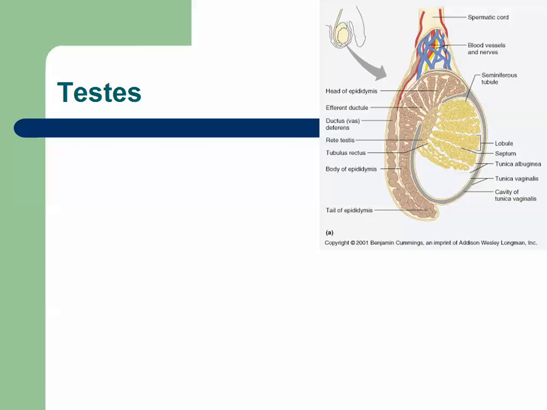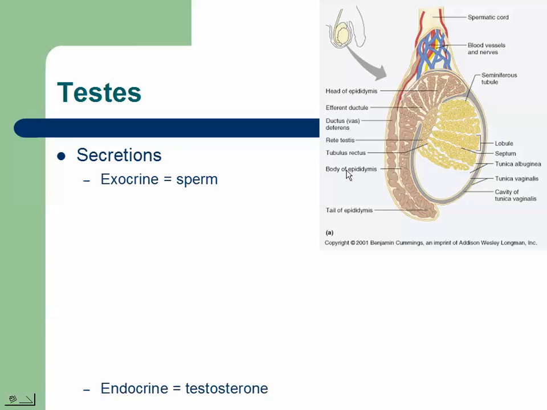All right, so first we're going to talk about the primary male sex organs, which are the testes. They have two types of secretions. The exocrine secretion, and remember exo means external, so this is going to make this and then send it elsewhere, is the sperm. The endocrine secretion, endo meaning internal, meaning it's going to secrete this and keep it, is testosterone, which is the male sex hormone.